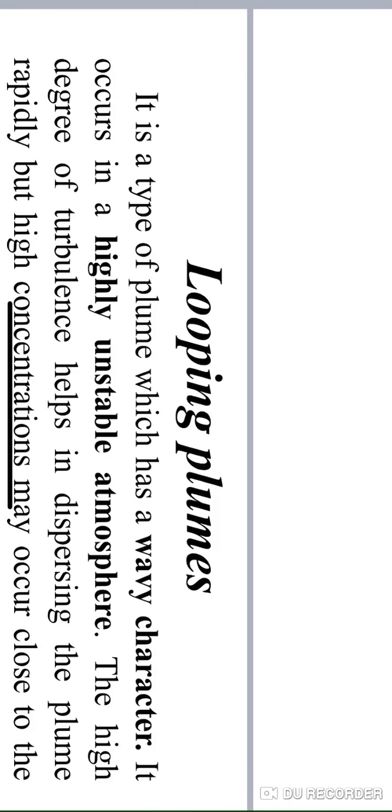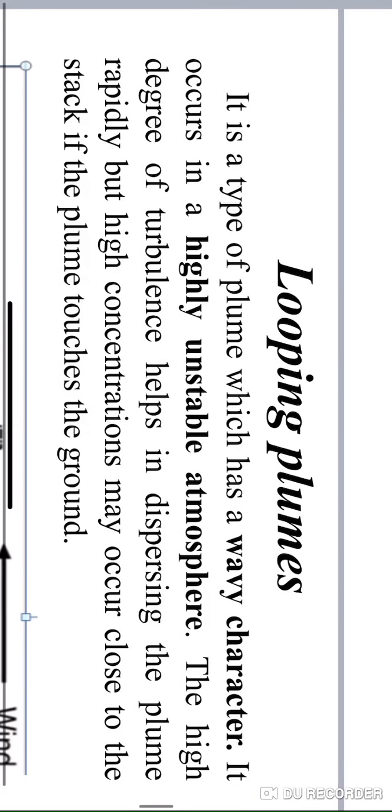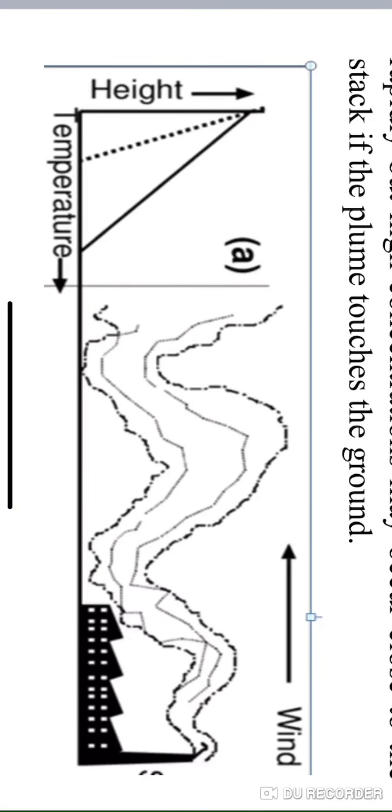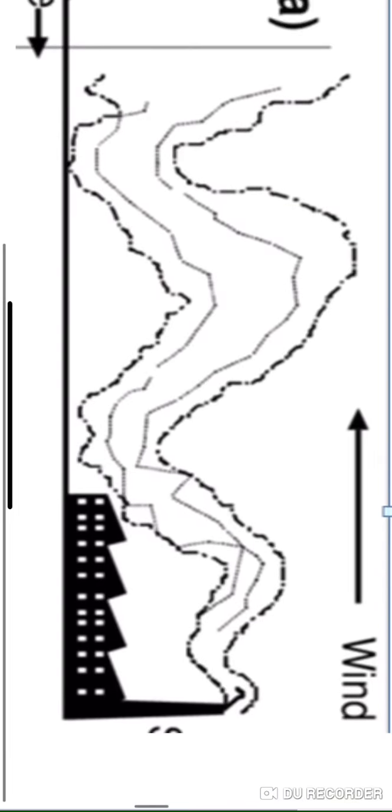Now we are going to study which type of plume affects what area, and plume behavior depends upon the environmental conditions. So first we will see looping plumes. It is a type of plume which has a wavy character. Just see the figure first. This is the looping plume, where loops are observed. Here I will magnify a little bit to understand where the source is. This is the industry, and this is the source.